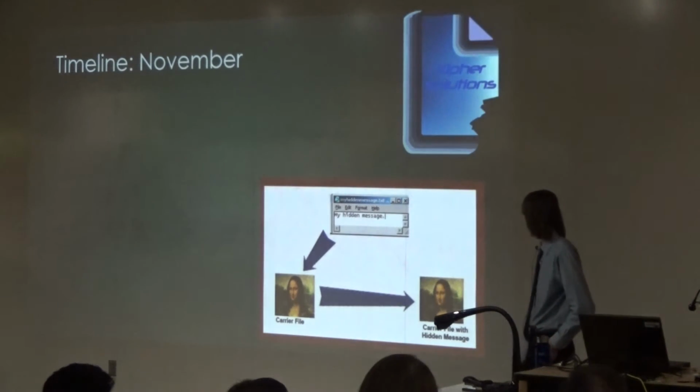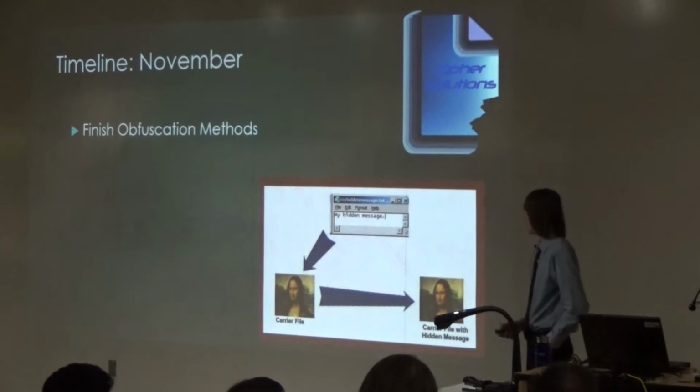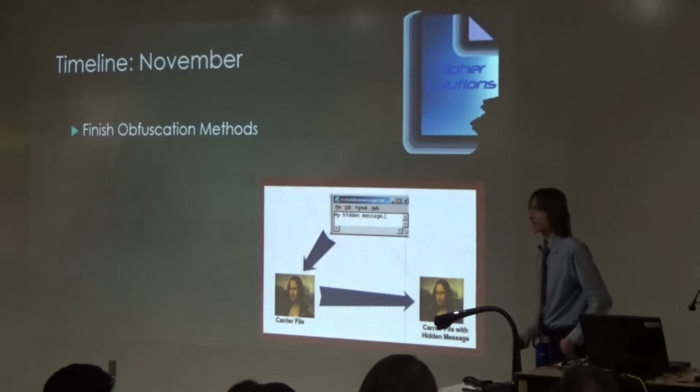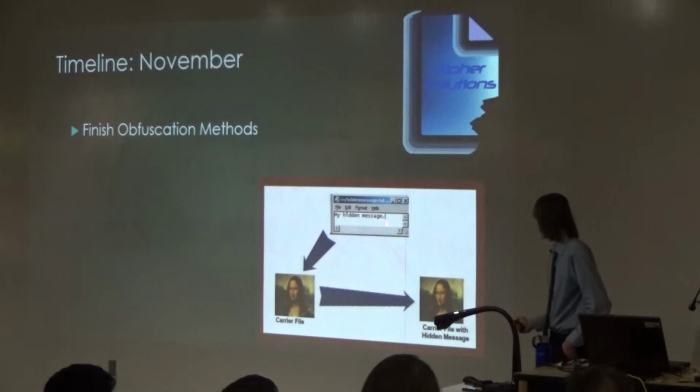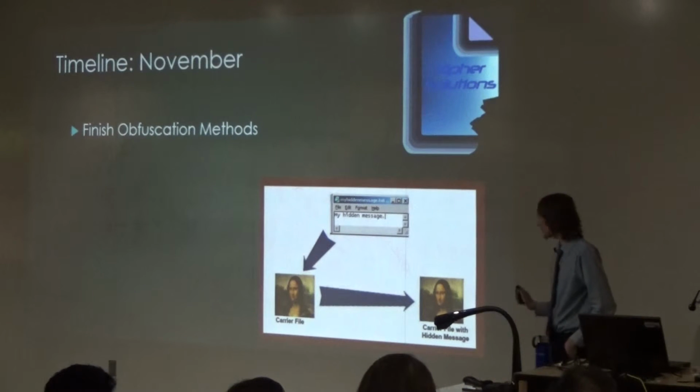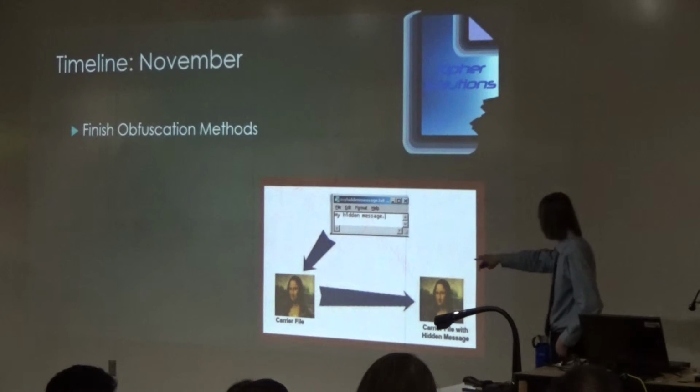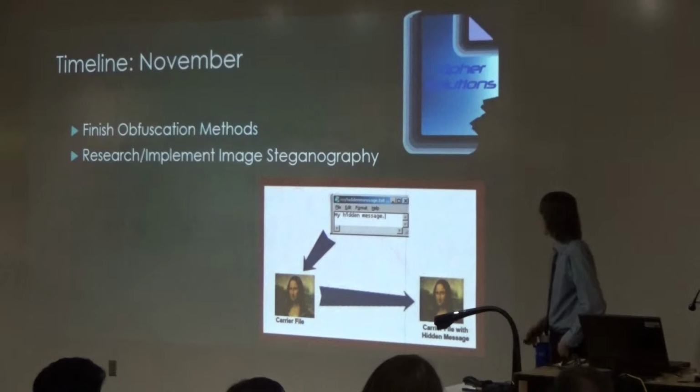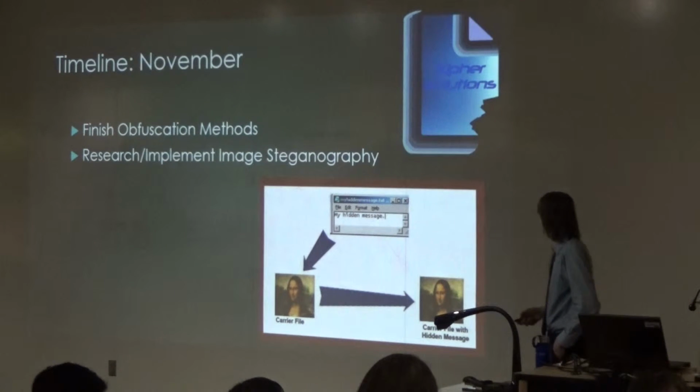In terms of my timeline for November, really the idea hinged off of this idea of steganography. And this is my original understanding of steganography. It's a little bit more complex than this. You can't just simply take a text box, drag it over an image, and then there you go, hidden data. But I also wanted to finish my obfuscation methods, which I've been working on during the month of October.